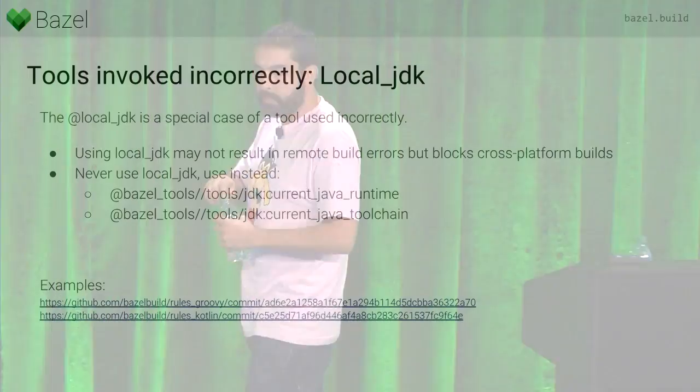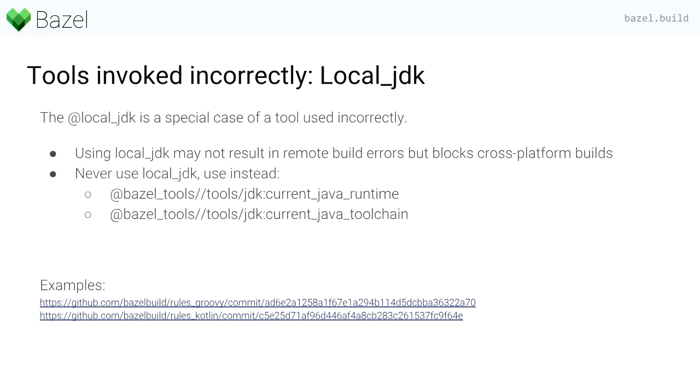OK. We have another slide for tools invoked incorrectly, just for one special tool that we all love to use, the local JDK. So the local JDK has been a big problem for remote execution up until a month ago. Thank God that with Bazel 16, a lot of use cases broke with local JDK. We had foreseen that this would happen.